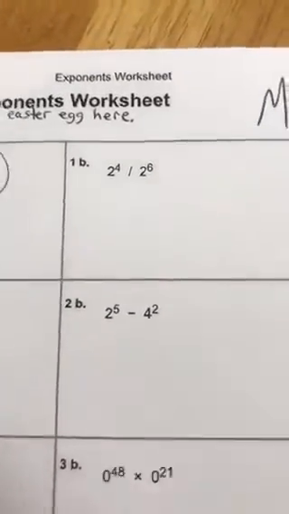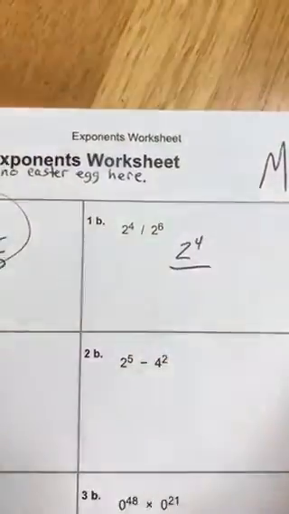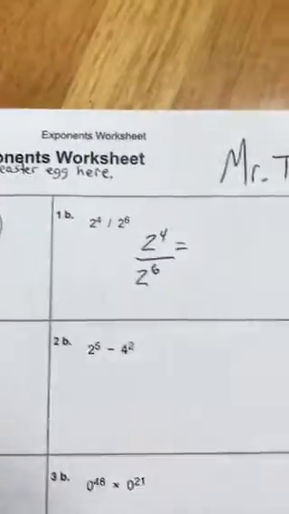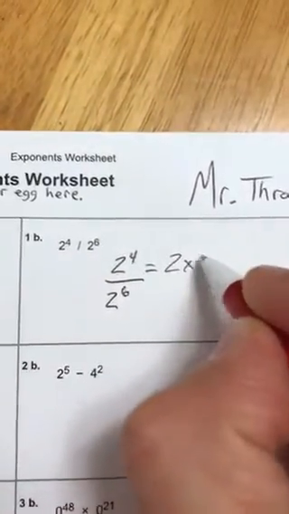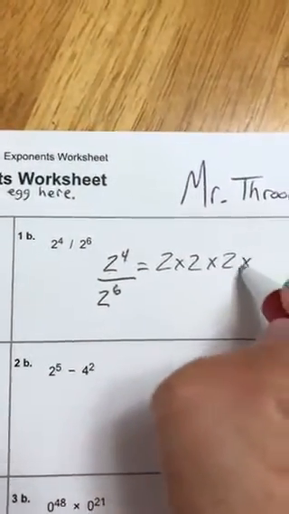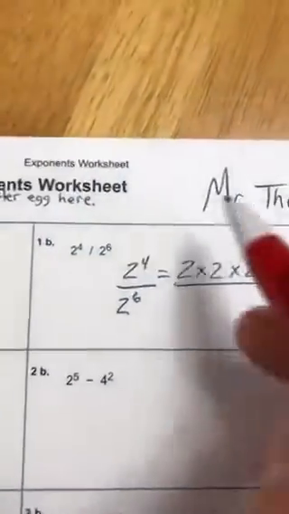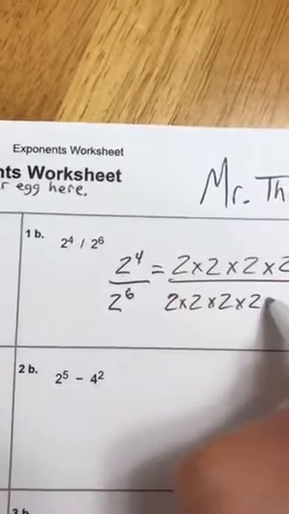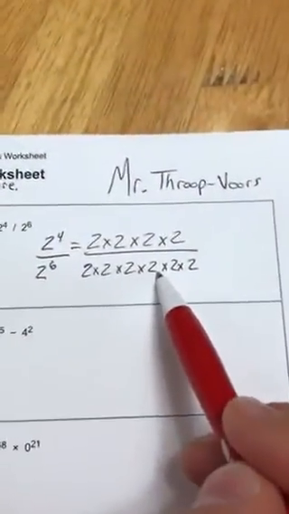Now question 1B is a little bit different, so I'm just going to rewrite this as 2 to the 4th power over 2 to the 6th power. And as I rewrite this in expanded form, 2 to the 4th is going to be 2 times 2 times 2 times 2. And I'm going to put that over, or divide that by, 2 times 2 times 2 times 2 times 2 times 2, which is 2 to the 6th power.